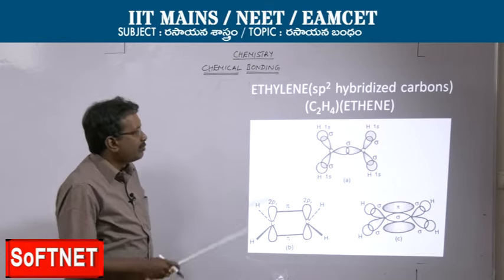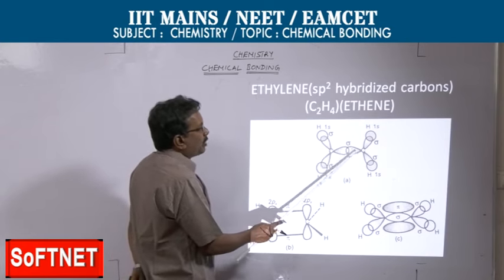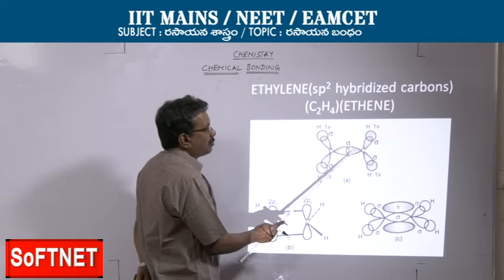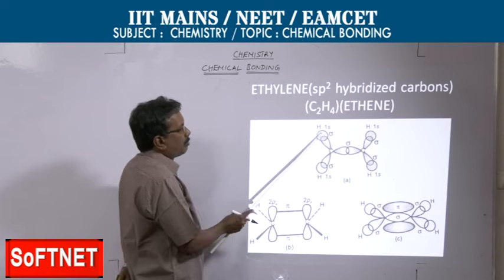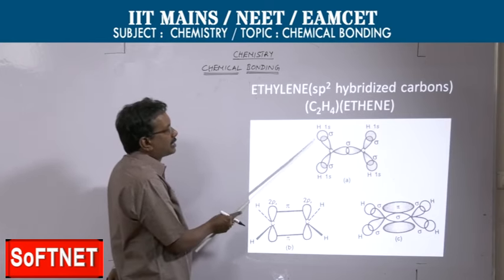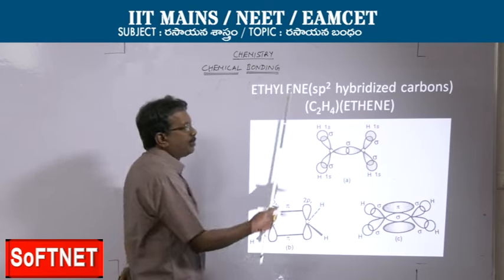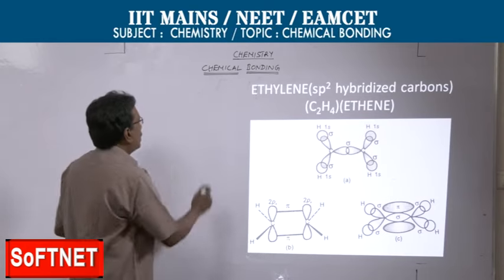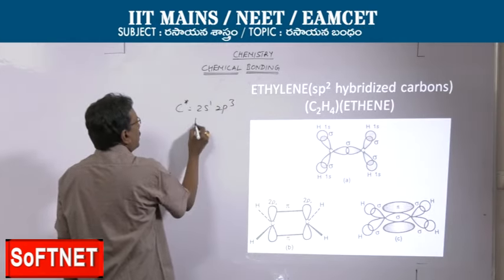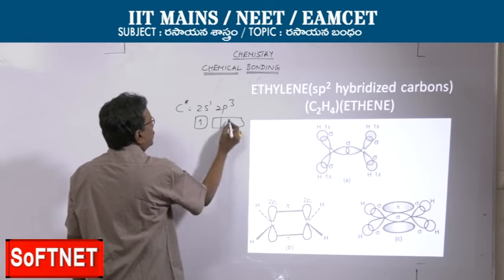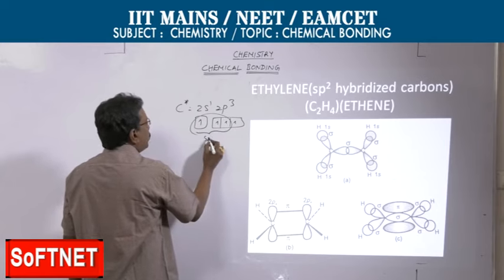Out of 6 sp2 hybrid orbitals, here this overlapping is the sp2 orbital of carbon overlapping with the sp2 orbital of another carbon atom. This is called sigma bond, sp2-sp2 sigma bond. And this sp2 orbital overlaps with the s orbital of hydrogen. This is called sp2-s. This is also sp2-s, this is also sp2-s. That means the carbon in the excited state has the configuration 2s1, 2p3. So in this formation of C2H4, the carbon uses sp2 hybridization.